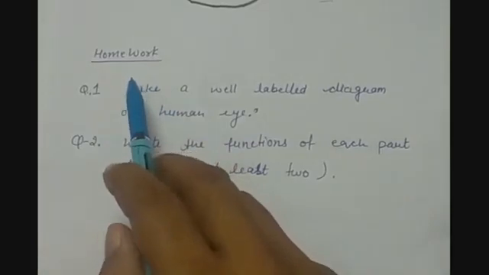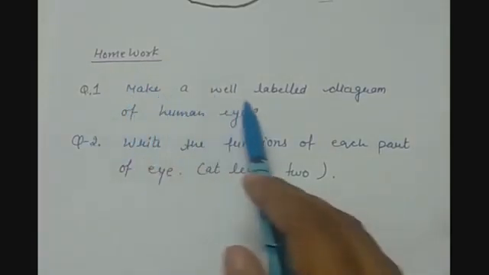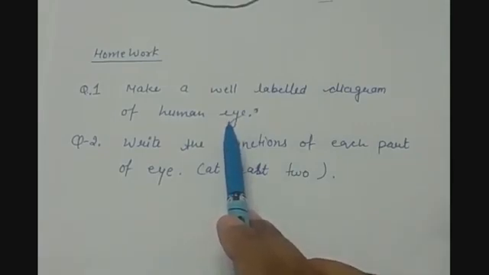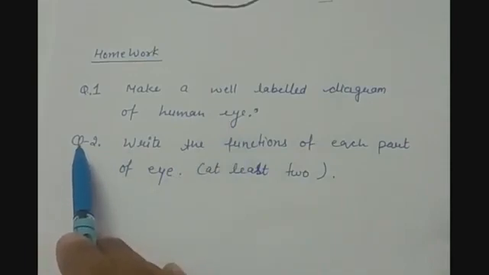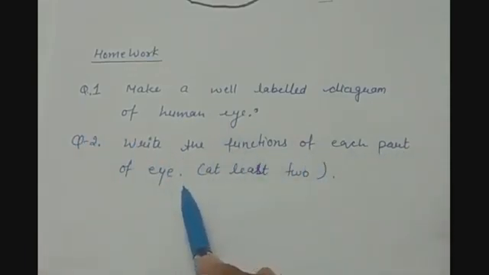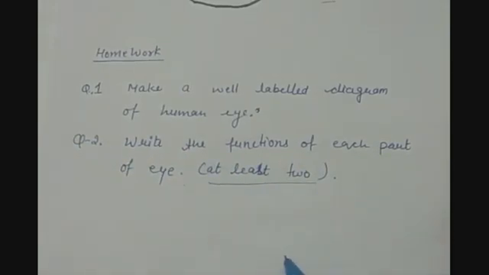So in today's homework you have two questions. First question is, make a well-labeled diagram of the human eye. You have to make a diagram of the human eye which should be well labeled. All the parts of the human eye should be marked. Question number 2 is, write the functions of each part of the eye. At least 2 functions you have to mention for each part of the eye.